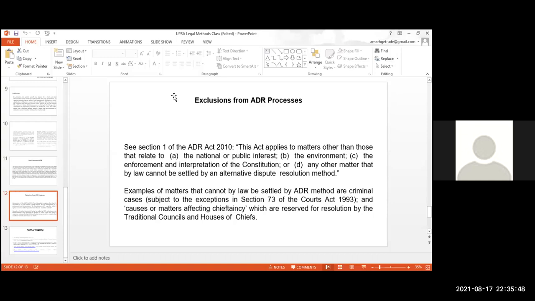Or issues even related to the environment. Also, mind you, causes or matters affecting chieftaincy cannot be submitted to ADR.